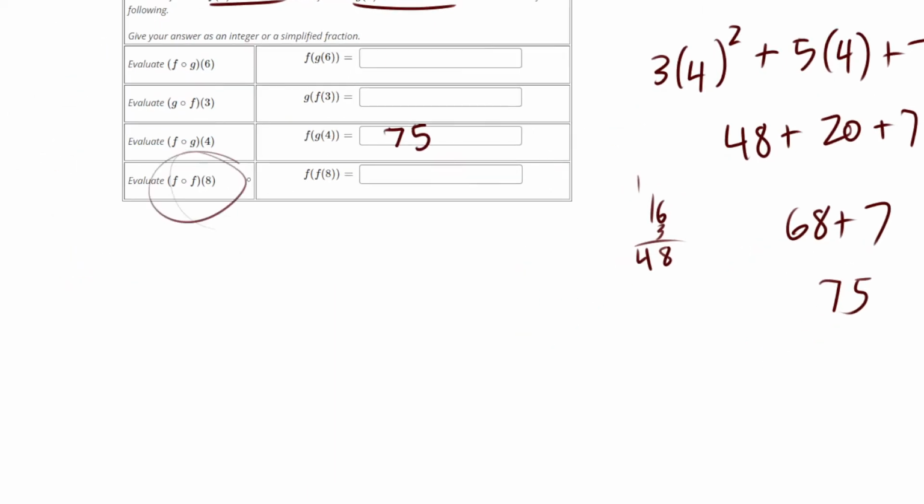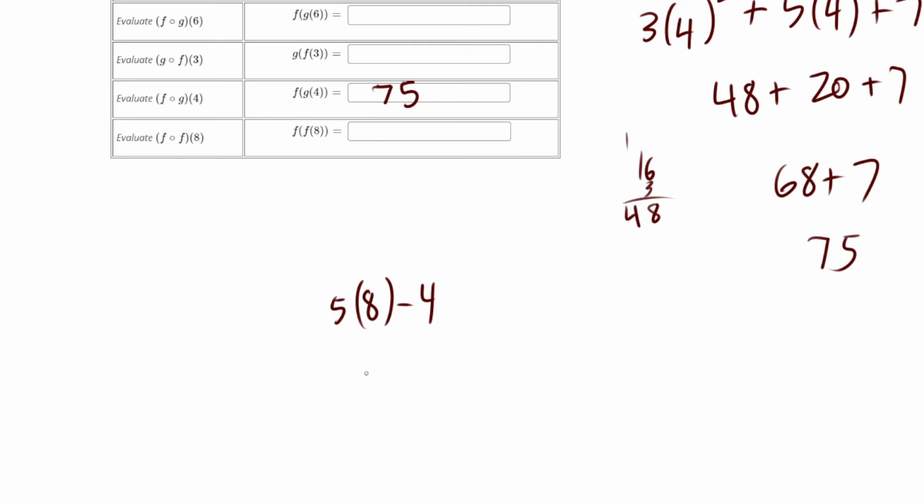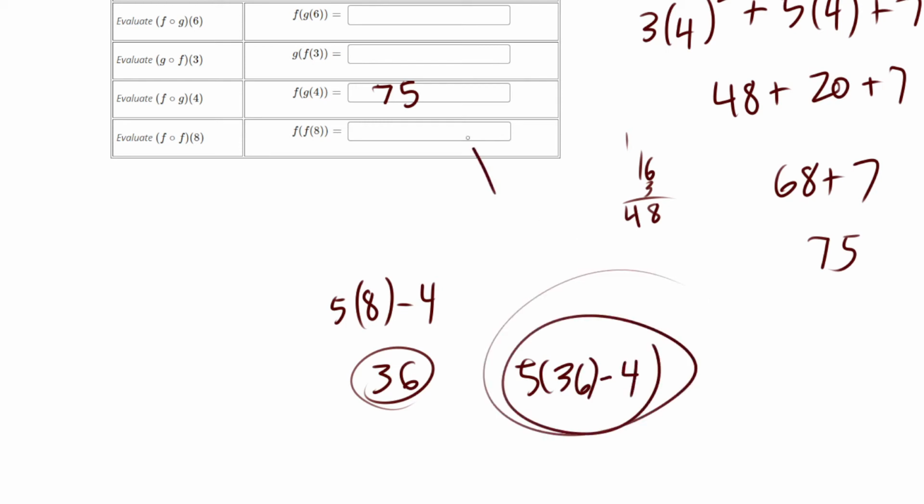And then f of f is going to be almost exactly the same. So you'll find f of 8. So it's going to be 5 times 8 minus 4, which is going to give you 40 minus 4, which is 36. And then you'll plug that in for f of x. So then you'd have 5 times 36 minus 4. And then find whatever that is for that answer.